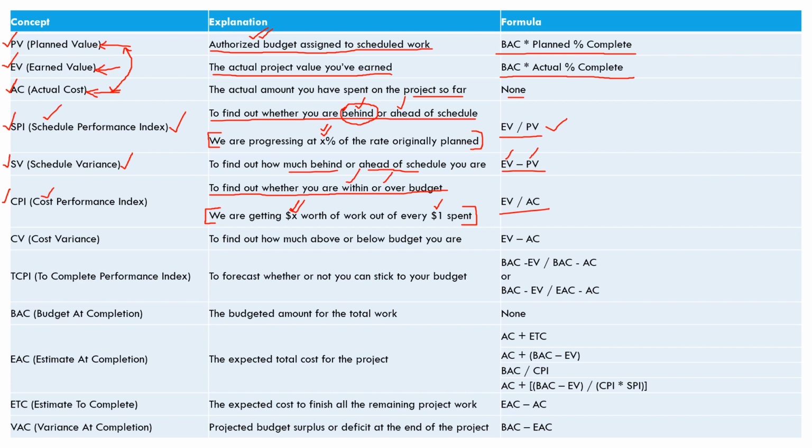But if you're getting only $0.8 worth of work out of every $1 that you're spending, then of course you need to work on something and make sure that your project gets back on track.